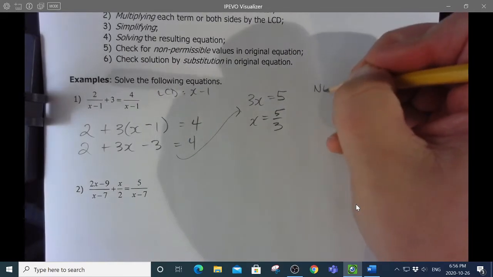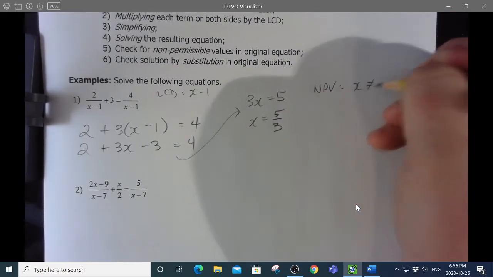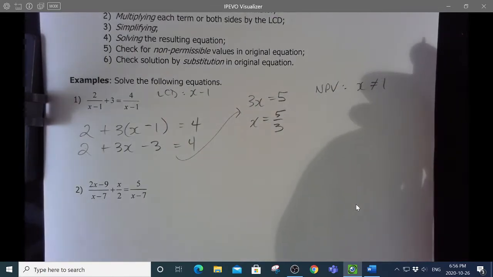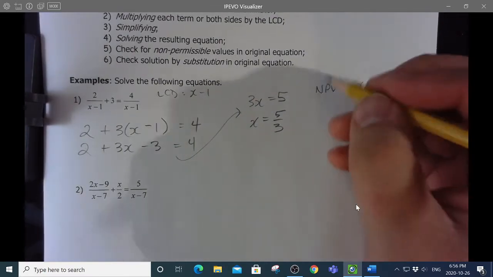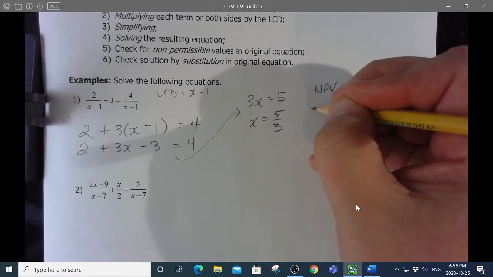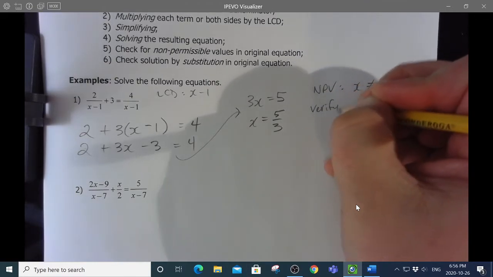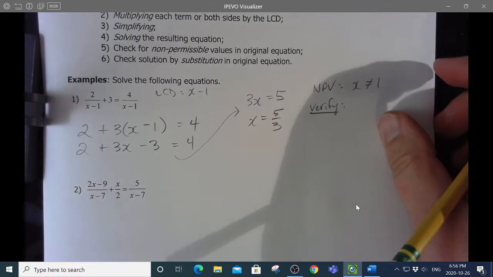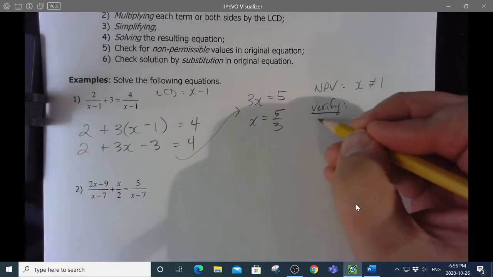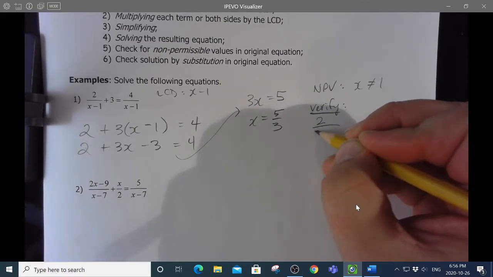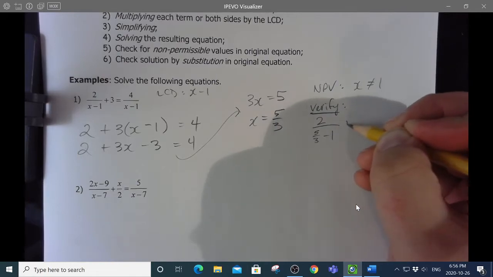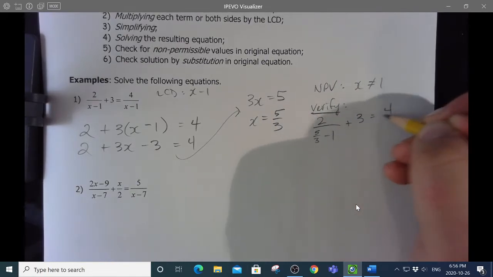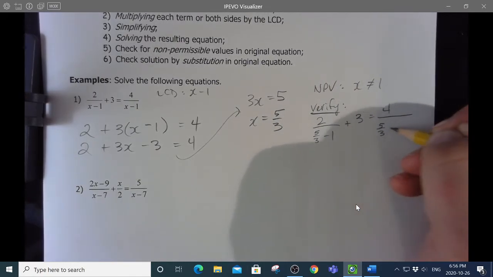The non-permissible value for this was x cannot equal 1. Well, that's not a 1, so we're good there. But I'm going to do a verify. So let's do the verify on this one. So my check. Sometimes the questions will ask you for a verify, and sometimes they won't. 2 over 5/3 minus 1 plus 3 has to equal 4 over 5/3 minus 1.